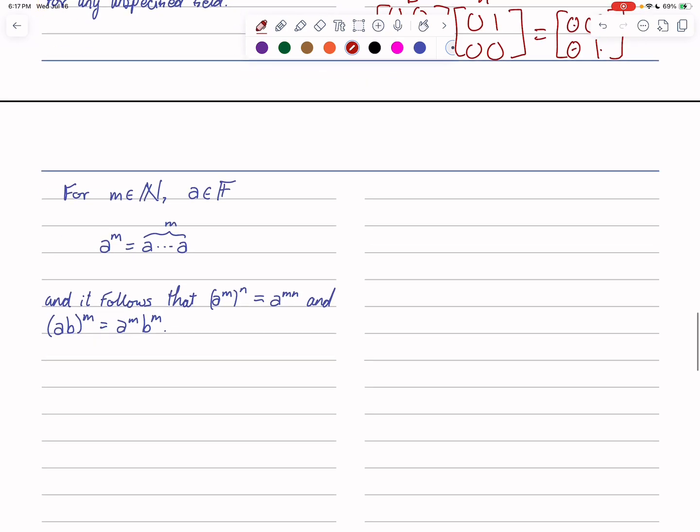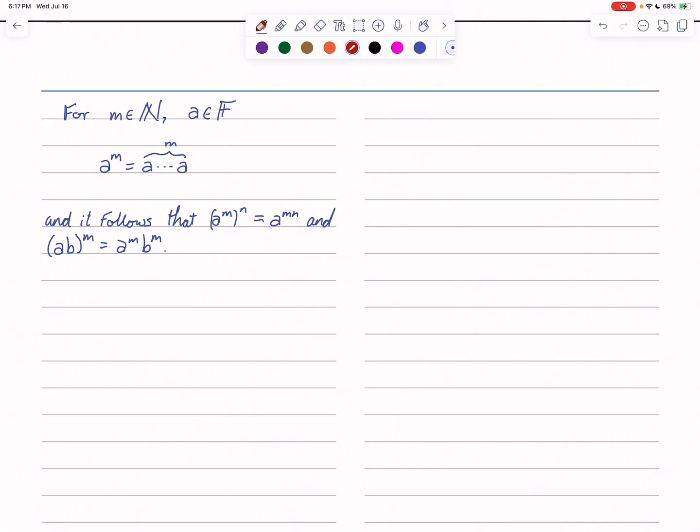Now, in the theme of being explicit about various notation, if we have a field element A, and a natural number M, then A to the M means multiplying A with itself M times. It's the familiar definition of exponents. Immediate from this definition are some facts. I won't prove them at length.